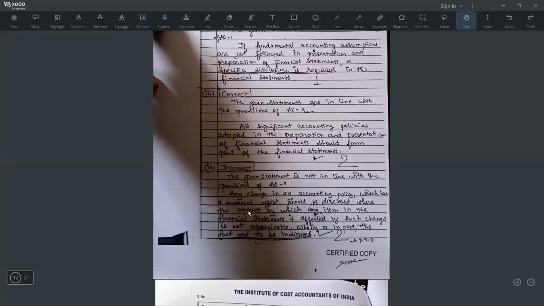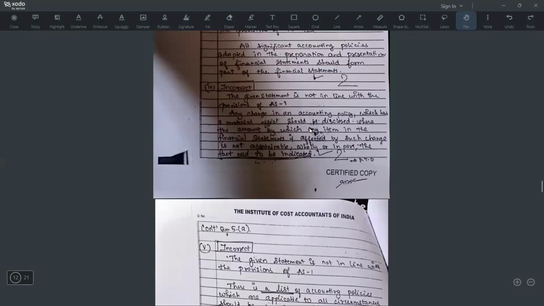You cannot simply write that this is not in line with the provisions of AS1. For that alone, they will award you a maximum of 1 mark. You should have sufficient examples to support it.